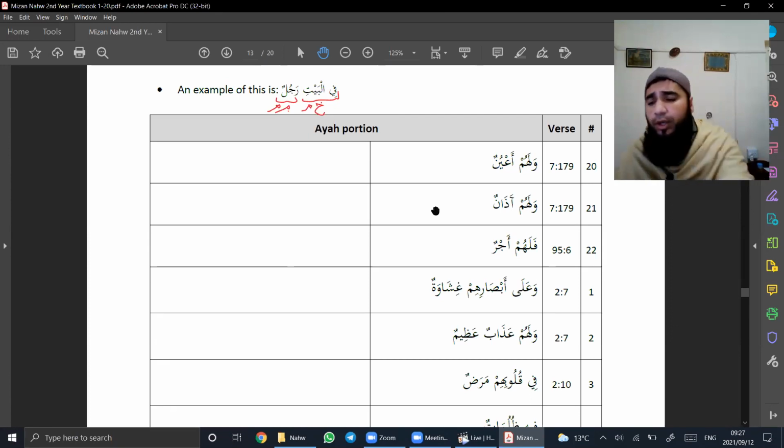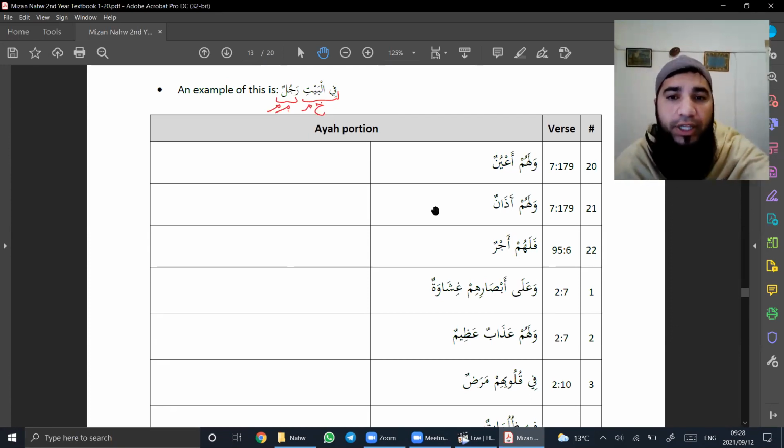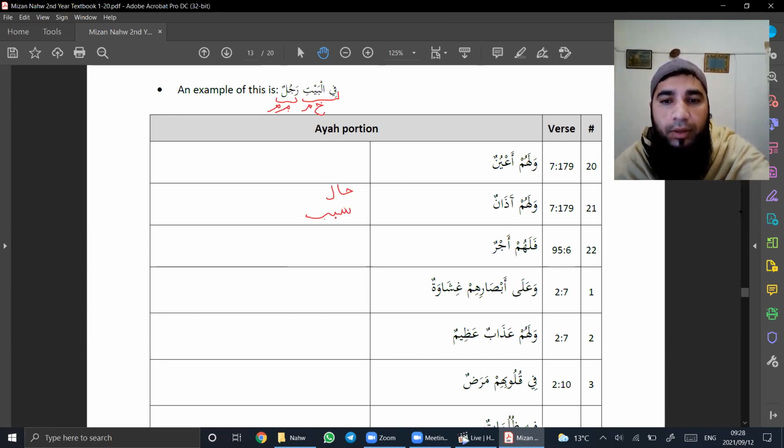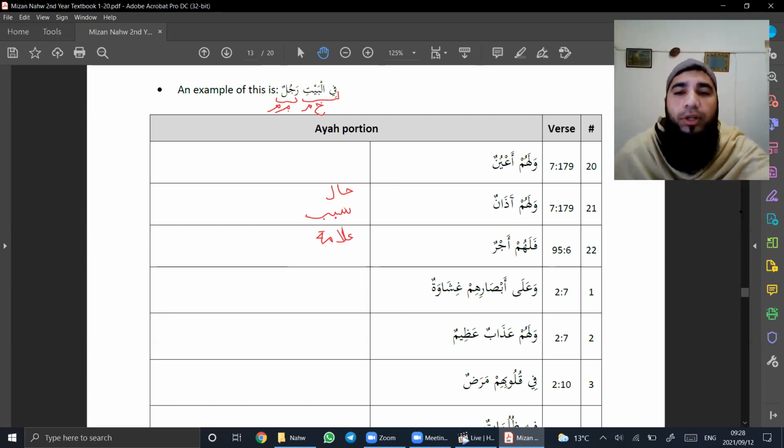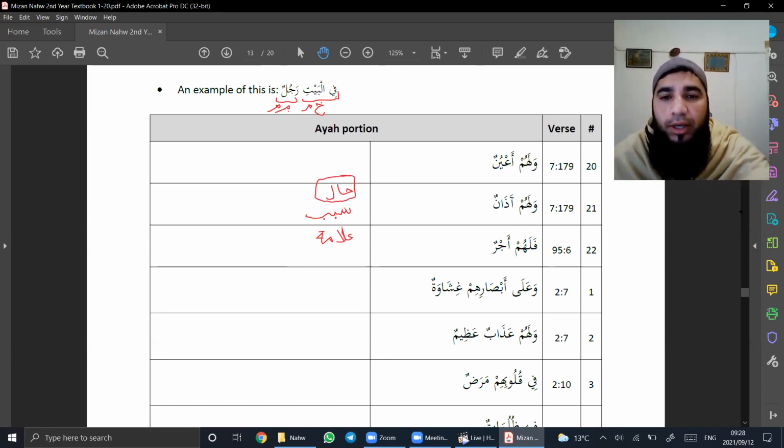That's why when we analyze a sentence, we actually ask ourselves, regarding each word, three questions. We ask ourselves, what is the hal? What is the sabab? And what is the alama? So, what are those three words? Hal literally means the state of the noun. Is it raf, nasb, or jar? Right. Sabab means what is the cause? What is the cause for the hal? What put it into that hal?